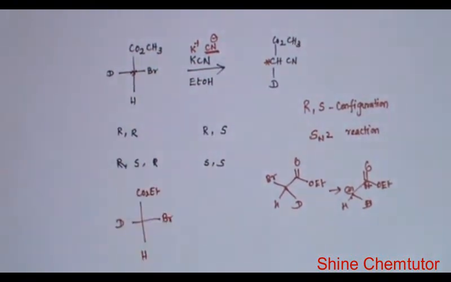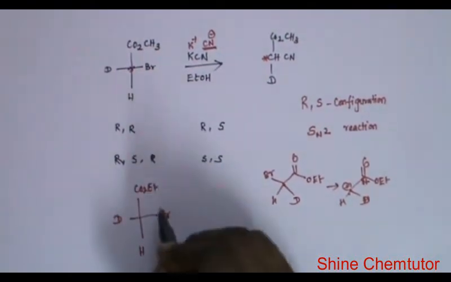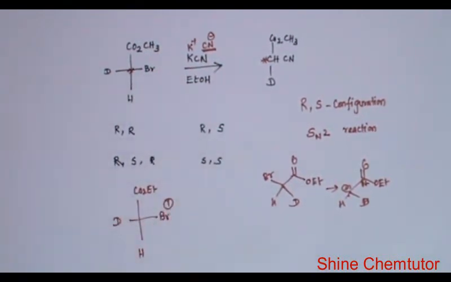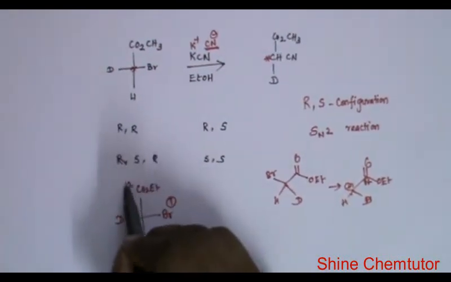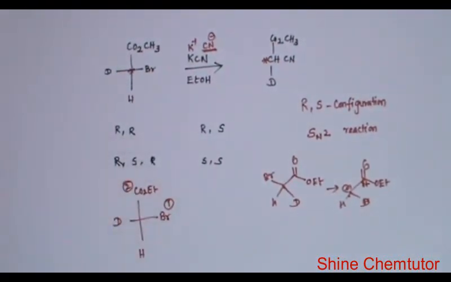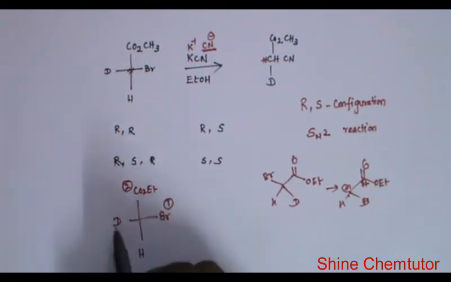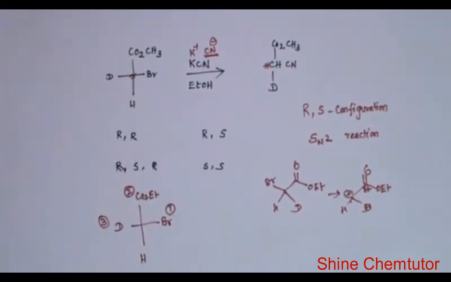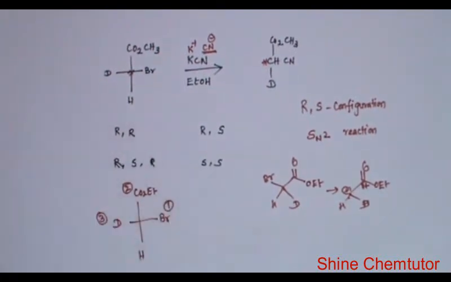This is the compound. The atomic weight is maximum for Br, so I give priority for this. Second one, it is CO2Et. Third, hydrogen and deuterium, they have same atomic number, but the mass number is more for deuterium, so I go for this. I give third priority. The last one, hydrogen.